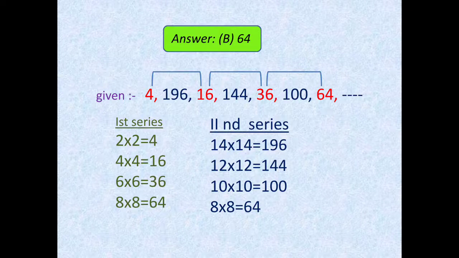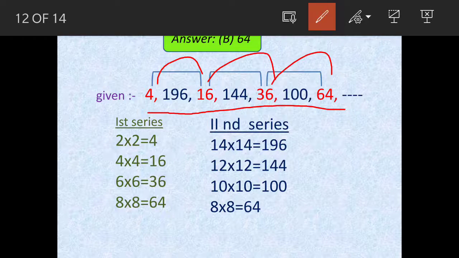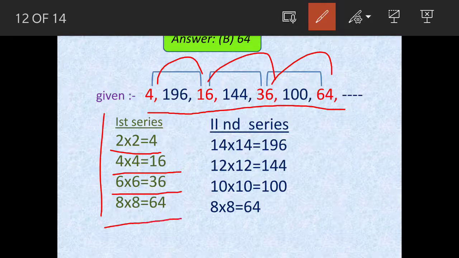Now let's see the solution. In this series, you can make out that it is not a continuous series, because 4, 196, then 16, 144, the difference is too much. But if you see the alternate numbers 4, 16, 36, 64, you can straight away make out that they are square numbers. That means 4 is 2 times 2, 16 is 4 times 4, 36 is 6 times 6, and 64 is 8 times 8. So this is how the first series has gone.